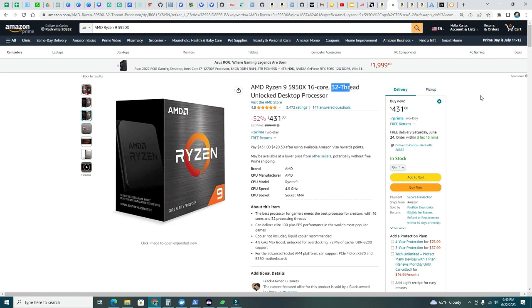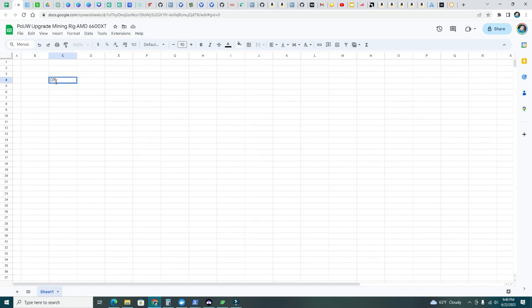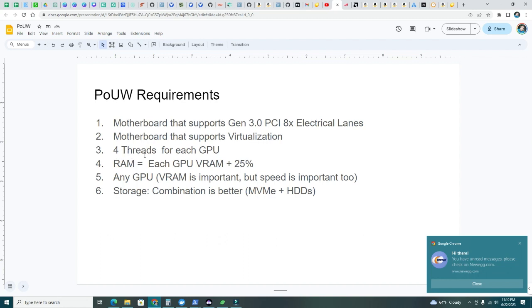It comes with a price. That's $431, but that would be the biggest upgrade to this mining rig if I want to do 6 GPUs and have enough leftover power, right? All right, let's do that. That will be CPU, Ryzen 9, $435. All right, that'll be the first cost. For number of threads, I think we're good. We've got 32 threads, 24 are going to be dedicated to GPUs and the rest for other functions, so we're good there.